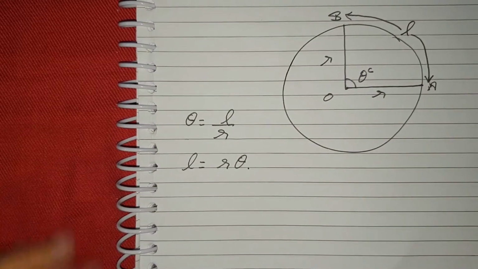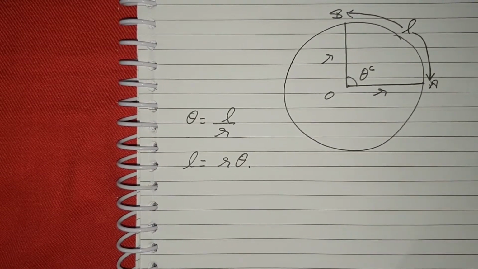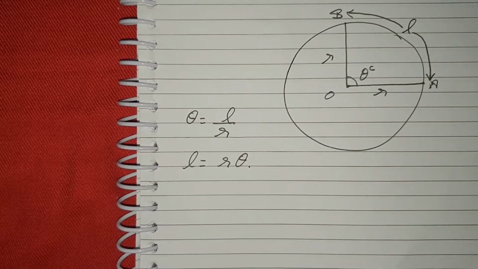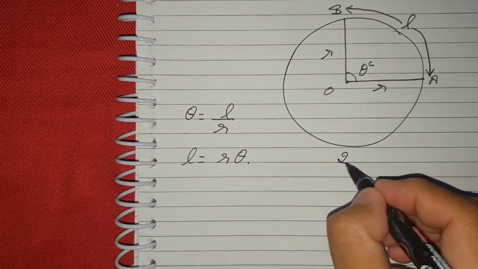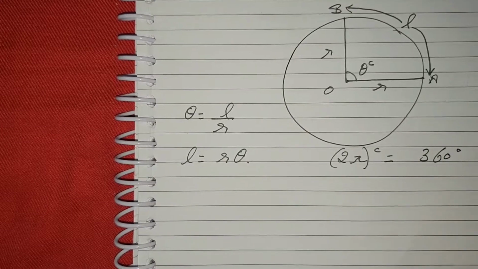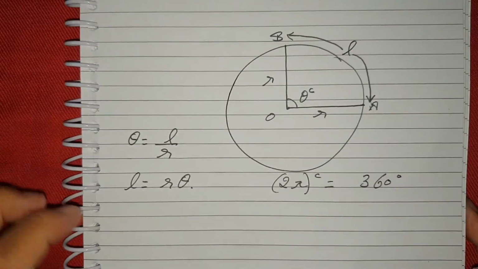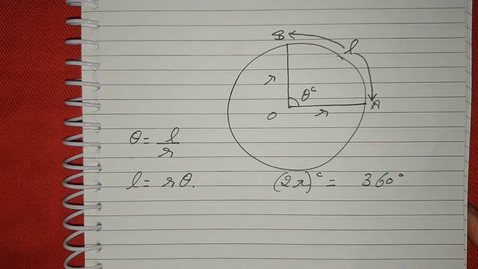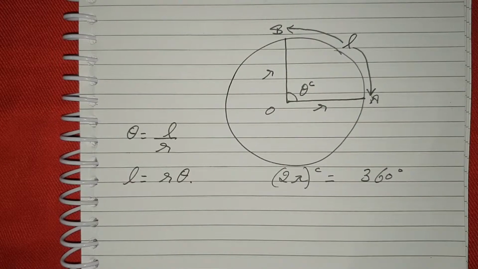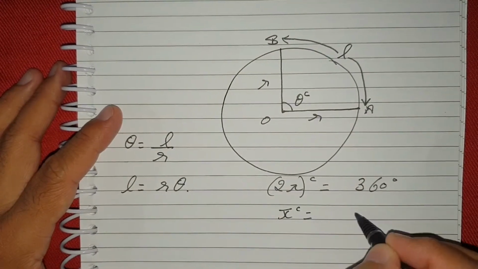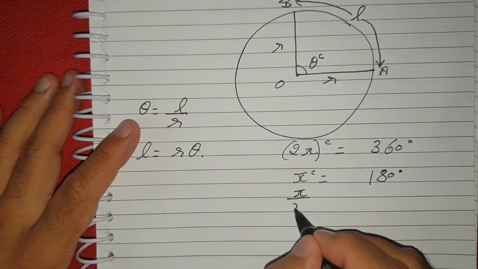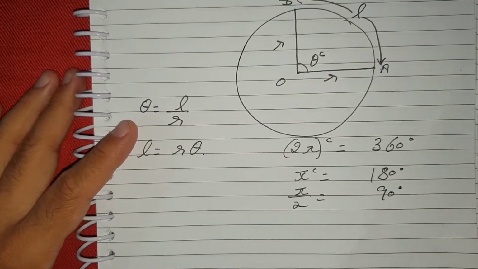Also, we know that in a complete circle there are 360 degree. Also you should know that in case of radian, it's 2 pi radian, which is equal to 360 degree. So complete circle is 2 pi radian, and in degree measure a complete circle is 360 degree. So 2 pi radian is equal to 360 degree. Hence pi radian will be 180 degree. Similarly, pi by 2 will be 90 degree.